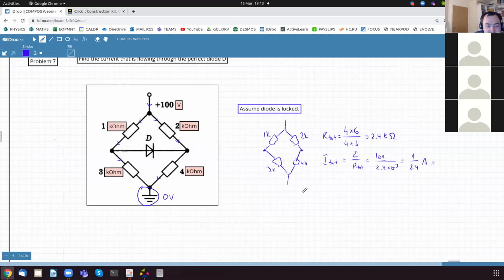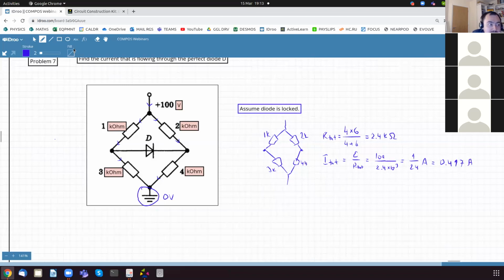I'm just going to write it. So 0.41417 amps. So this is the total current, and what else can we do? Well, we can say that the current flowing through the left branch, the current flowing through the right branch.